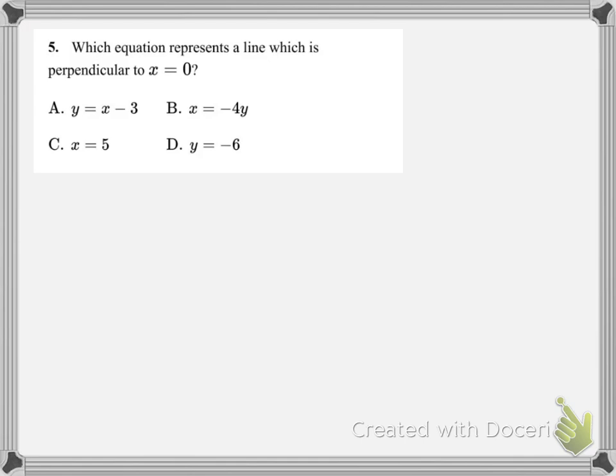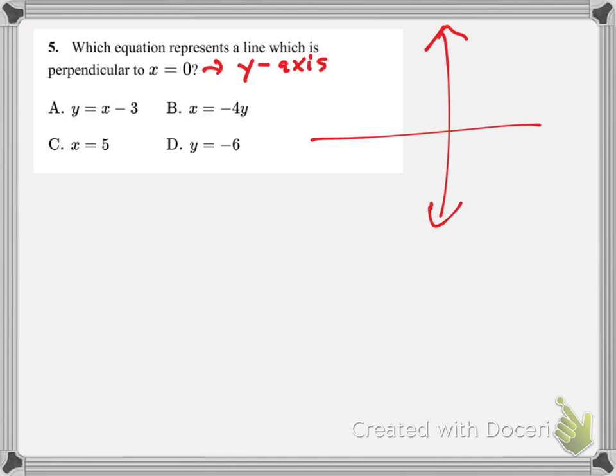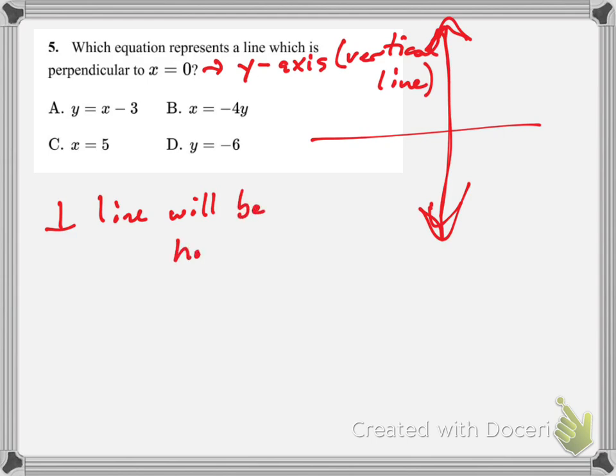Now, which equation represents a line which is perpendicular to x equals 0? X equals 0 is the same thing as the y-axis. So here is that. So that is a vertical line. Well, the perpendicular line will be horizontal. So what does that mean? It's going to be y equals a number. Well, where do we get that? Answer D.